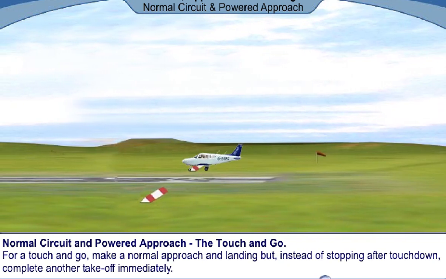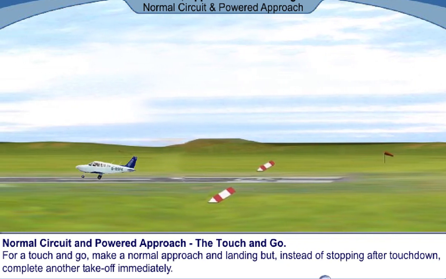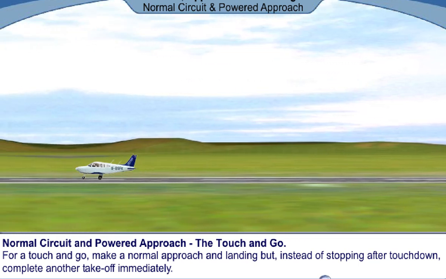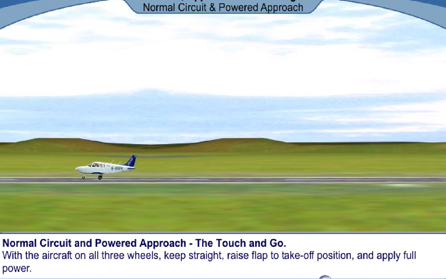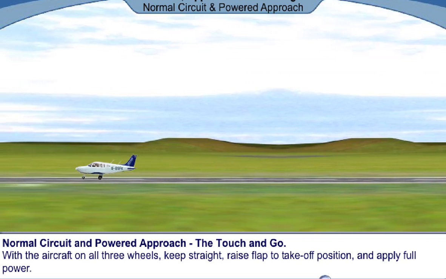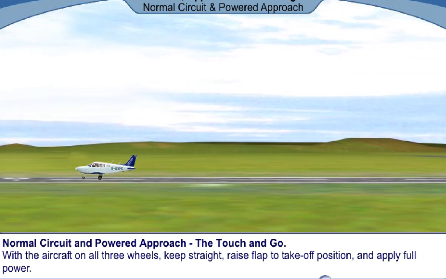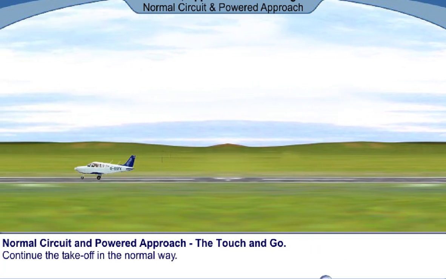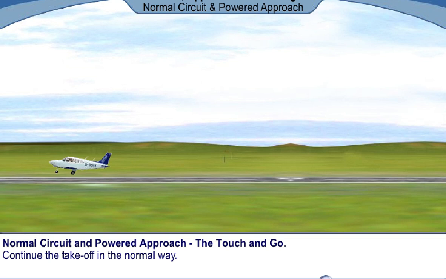For a touch and go, make a normal approach and landing, but instead of stopping after touchdown, complete another takeoff immediately. With the aircraft on all three wheels, keep straight with nose wheel steering, raise the flap to the takeoff position, and open up to full power. Continue the takeoff in the normal way.